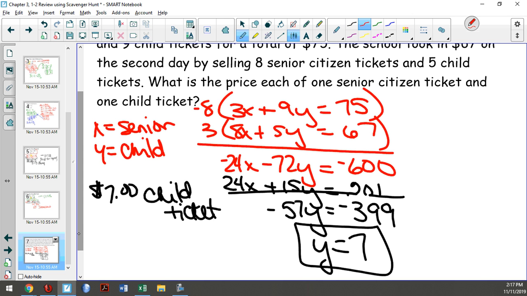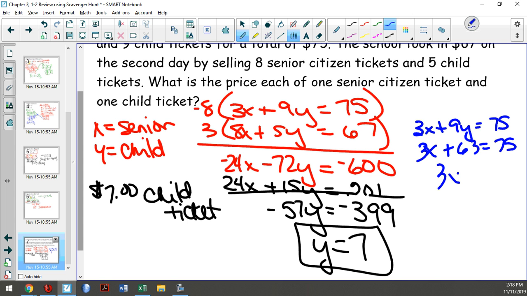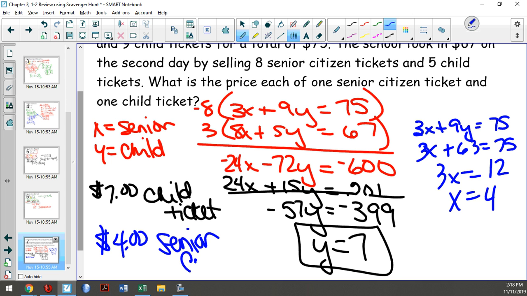So how do I find the cost of a senior citizen's ticket? I am going to plug that into one of these. So 3x plus 9y is equal to 75. So 3x plus 63 is equal to 75. So 3x is equal to 12. So x is equal to 4. So that means it is $4 for a senior citizen's ticket.